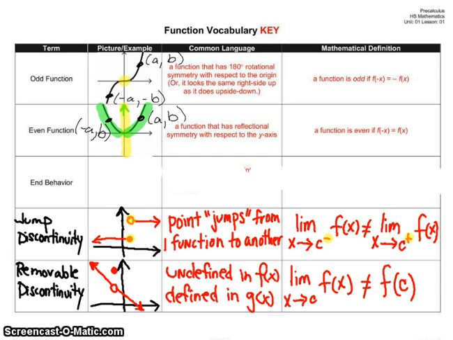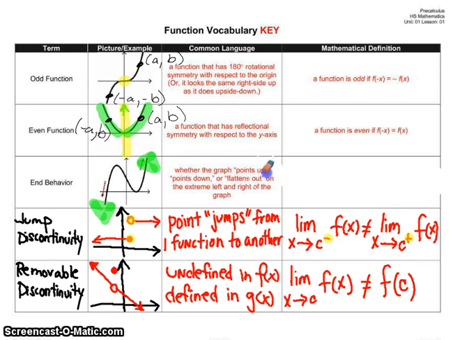Now, our last vocabulary word that we're going to be looking at that's already on our page is what we call end behavior. You might remember talking a little bit about end behavior when you were in Algebra 1, and your teacher specified that you had to put these little arrows on the edge of your page. End behavior is basically a mathematical discussion of what those arrows are doing.